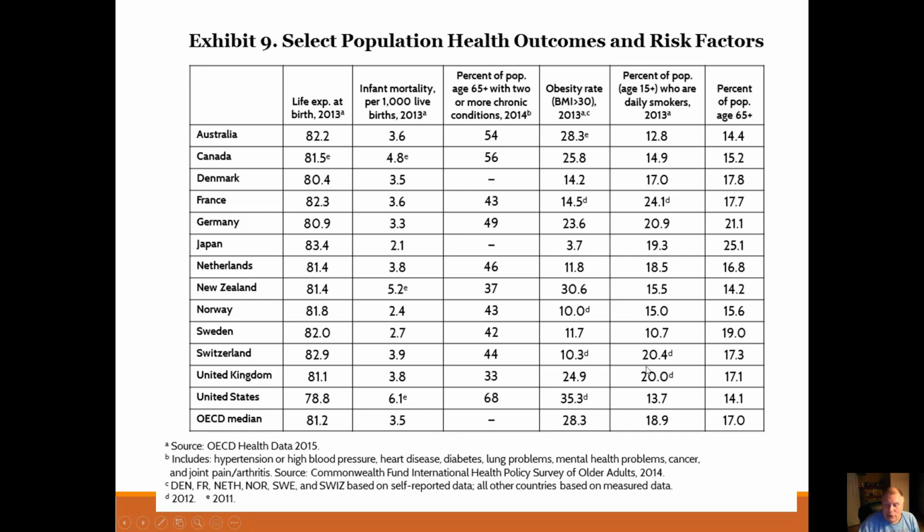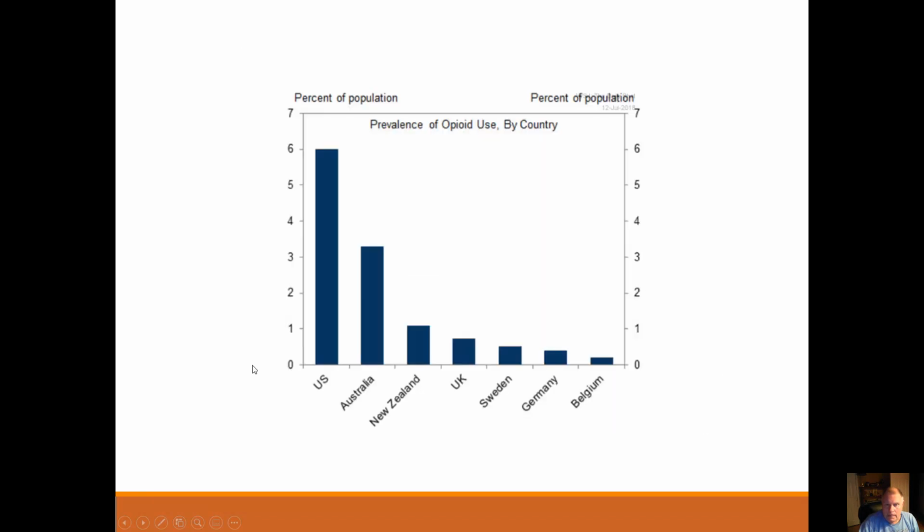Percent of population who are daily smokers. Hey, we're actually pretty low in that. Percentage of population age 65 plus, 14. These countries tend to be a little older, but they're healthier. So we're spending more and we're getting worse outcomes and risk. What's the difference? All of these countries have single payer insurance. We don't. When you look at, this is another scary one, the prevalence of opiate use. Almost 6% of the American population uses opiates. Okay, and then you work your way down to the others, it's not there.